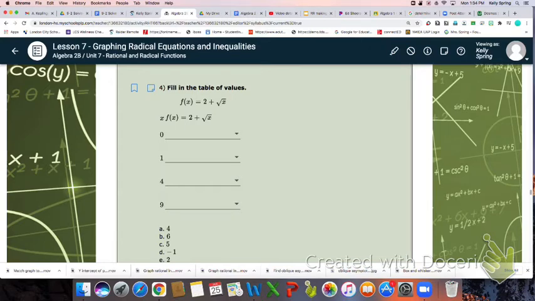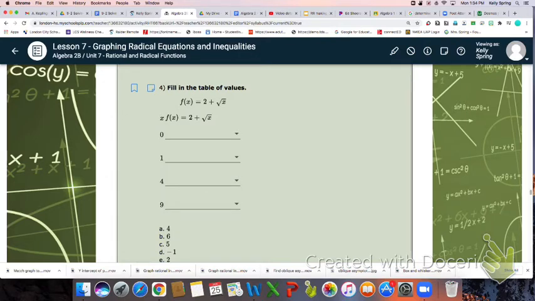It's saying that they want to know if x is 0, what is y? So they just want you to substitute 0 in for x. If x is 1, what is y? If x is 4, what is y? So you're just substituting each of these values in the left column into the equation for x. So our equation is 2 plus the square root of x.